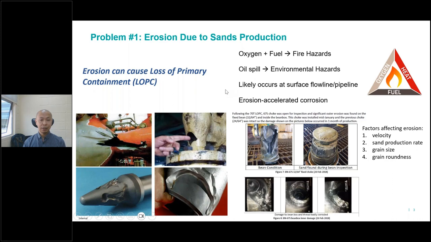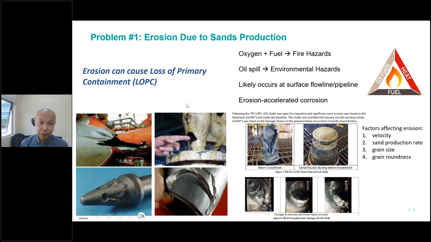So this is likely to occur at the surface flow line or pipeline, because at the surface, this is where you are going to have more bends, unlike in the well. In the well, it's really simple, right? You don't have really a 90 degree bend or elbow inside the well. So the more bends, the higher the likelihood that we might have erosion.